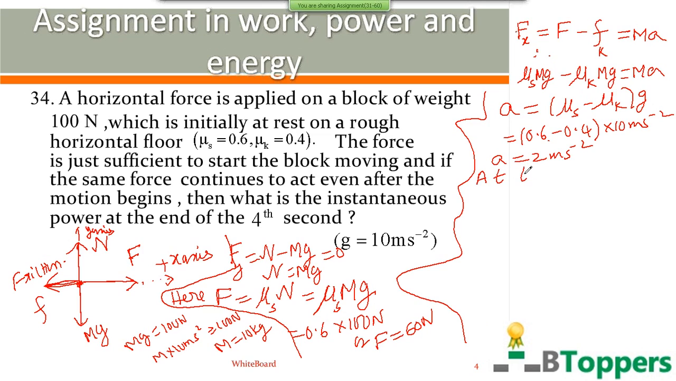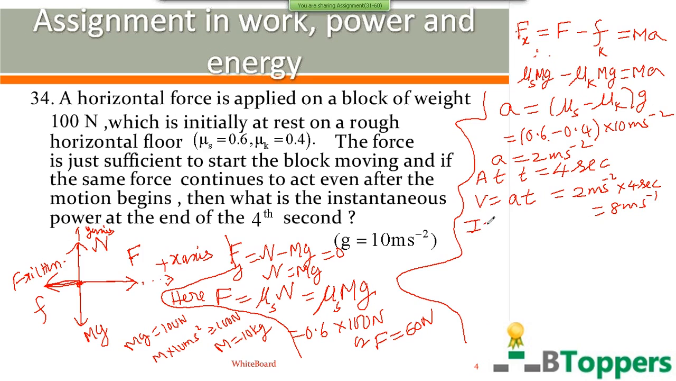So the block starts from rest and moves with constant acceleration. Then the magnitude of the velocity after time t is given by v equal to u plus at. Here the initial velocity u is 0, so you can write v equal to a into t, a equal to 2 meter per second square. To find the instantaneous velocity after 4 seconds, you substitute t equal to 4 seconds. So the instantaneous velocity at the end of 4 seconds is equal to 8 meter per second.